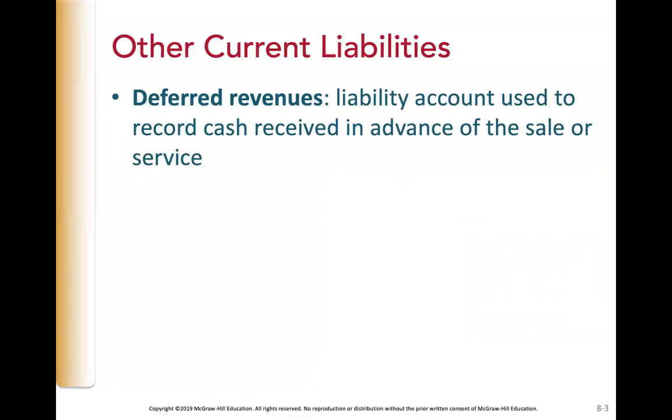Deferred revenues. We already know what deferred revenues are. A liability account used to record cash received in advance of the sale or service. So we record a deferred revenue when somebody gives us money and we owe them a service or we owe them inventory at a later date. So we record the receipt of the cash and we record a deferred revenue liability until which time we give up the service or the inventory later.